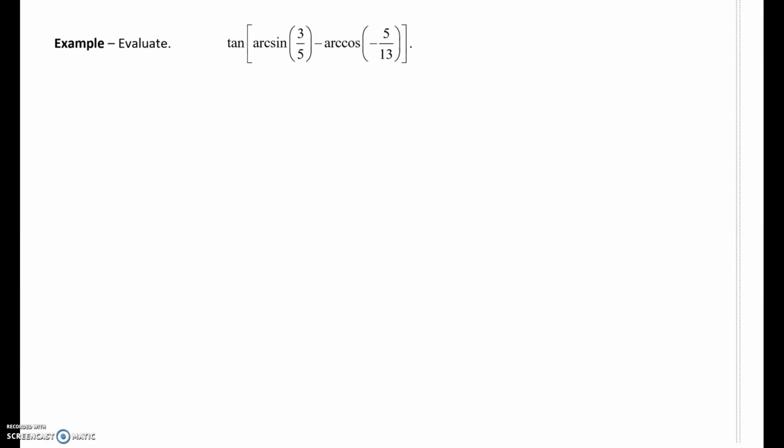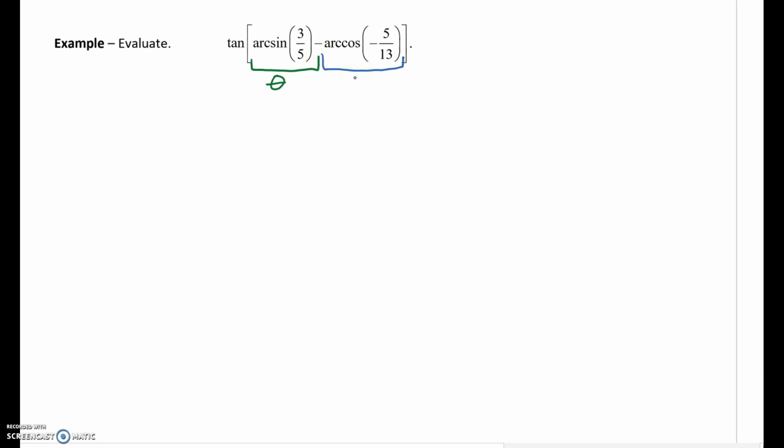Okay, so we have our next example. We want to evaluate the tangent of the arc sine of 3/5 minus the arc cosine of negative 5/13. So remember, when you take an inverse, an arc sine, this is the arc sine of a ratio, which is going to give you an angle. Now we have another one, the arc cosine of a different ratio. So this one's going to give us a different angle.